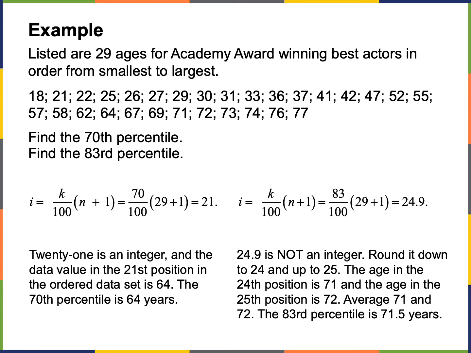Okay? Just to restate this again. When I'm looking for the 83rd percentile, I plug in 83 for K, because that's the percentile. N is 29. I get a decimal, and remember that i is the position. So basically we think, okay, 24.9 is between 71 and 72, which are the 24th and the 25th numbers in the order from smallest to largest. We take the average, and that's what we give as our solution. The 83rd percentile is 71.5 years.